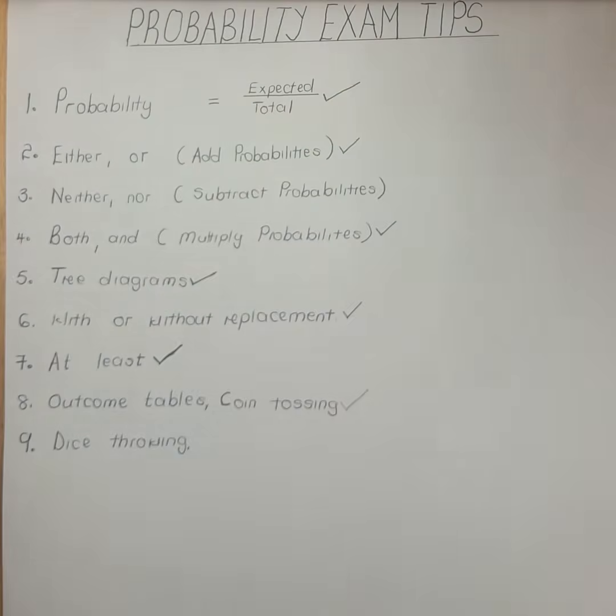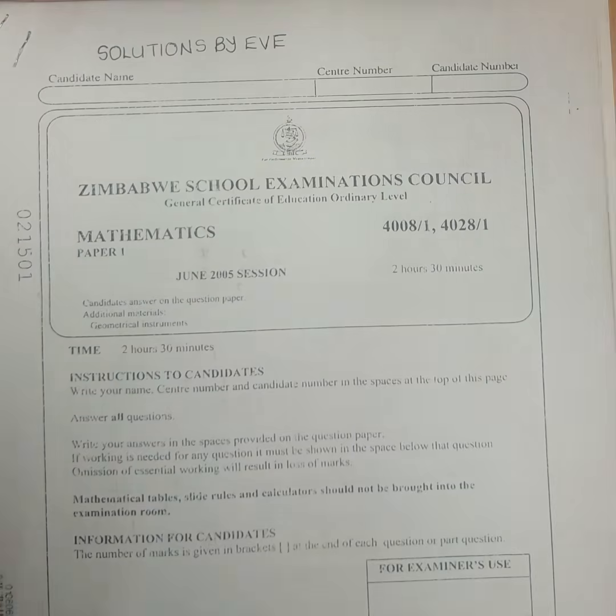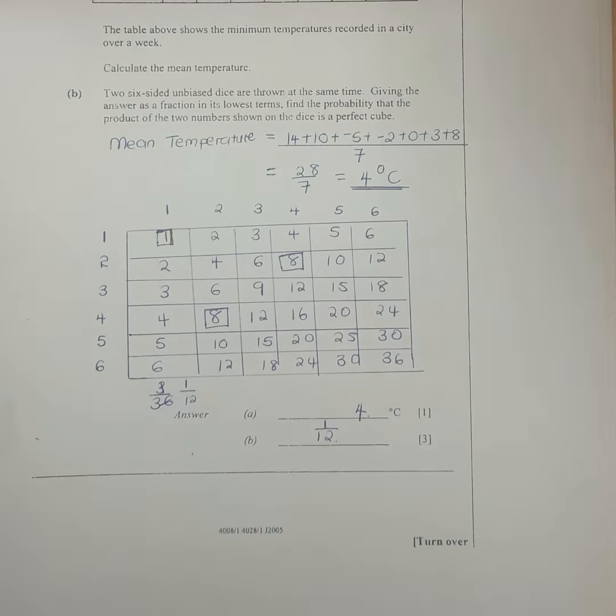Lastly, today we want to look at a question on dice throwing. We will extract our question from June 2005. The question is saying 2 six-sided unbiased dice are thrown at the same time. Giving the answer as a fraction in its lowest terms, find the probability that the product of the two numbers shown on the dice is a perfect cube.